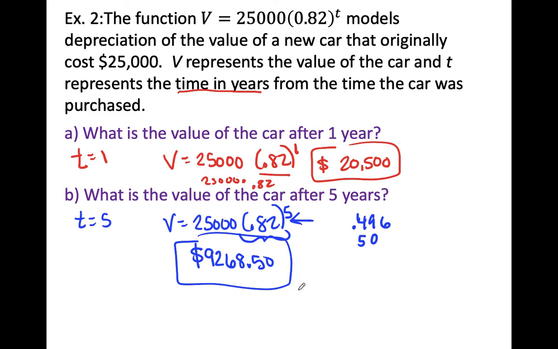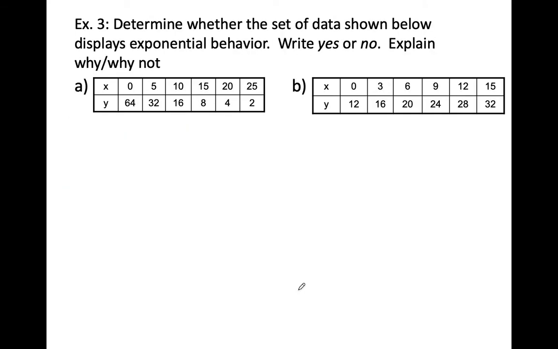The next thing they're going to do is give you a T-chart basically and ask you to determine whether it shows exponential behavior or not. Right? Yes or no. You do have to explain. So again, if you just write yes or just write no, you will not get any points for this. So there's a couple things you can do. If it has a slope, so a constant change by addition or subtraction, then it's going to be linear.